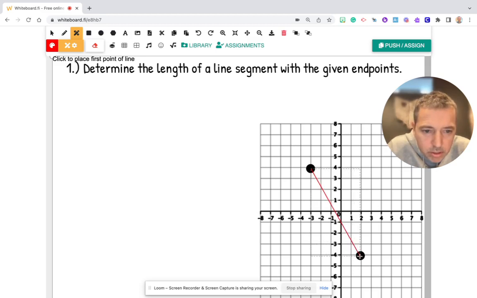So I want to know this distance, right? So I'm going to label it with a question mark. I don't know how long it is. Well, in order to figure this out, I want to make this into a right triangle. And you're like, I don't see a right triangle.